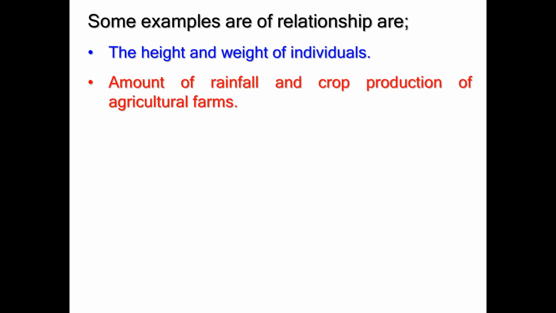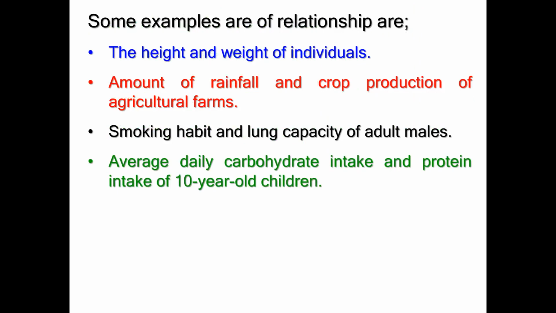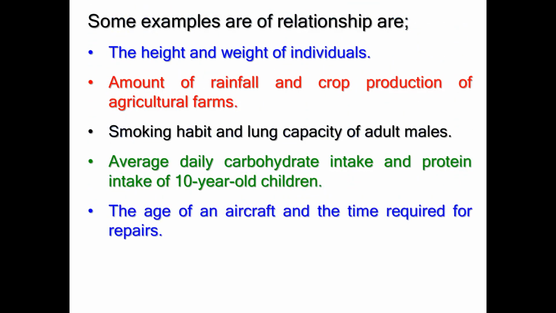Some of the examples are the height and weight of individuals, amount of rainfall and crop production of agriculture farms, smoking habits and lung capacity of adult males, average daily carbohydrate intake and protein intake of 10-year-old children, the age of an aircraft and the time required for repairs. This section focuses on those statistical techniques that enable us to measure and determine the strength of statistical relationship between two variables.